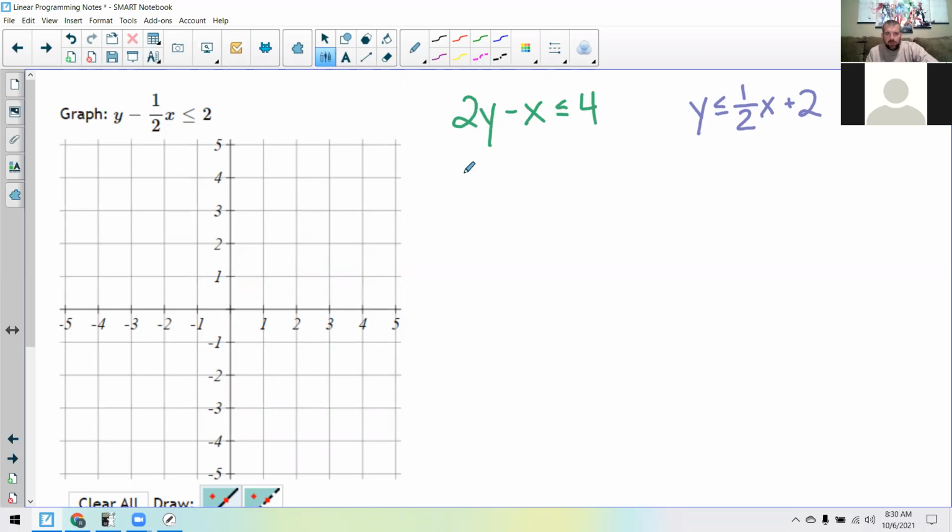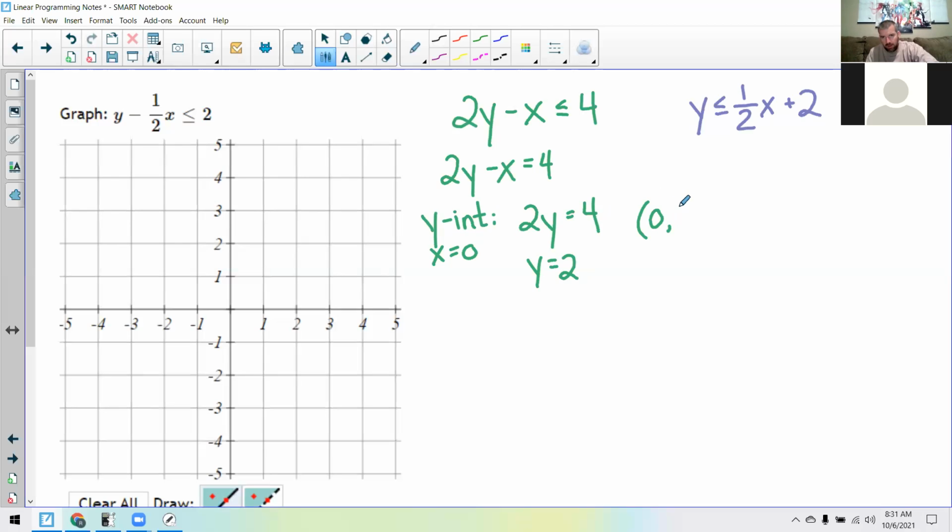So what I'm going to start by doing is graphing 2y minus x equals 4, just like I did in the last 4 examples. Change it to an equal sign. This is in standard form. So I'm going to find the y-intercept by letting x equal 0. And I get 2 times y minus 0 equals 4. Dividing by 2, I get y equals 2. So when x is 0, y is 2.